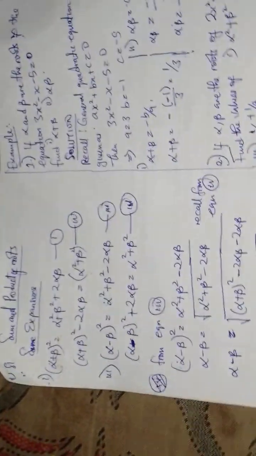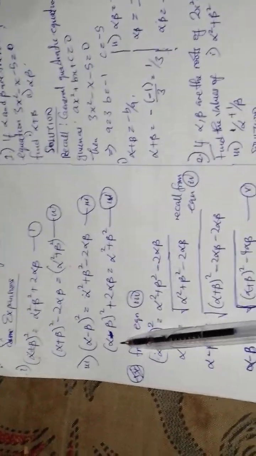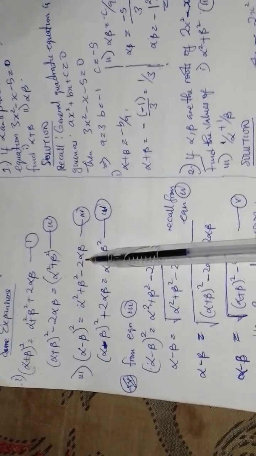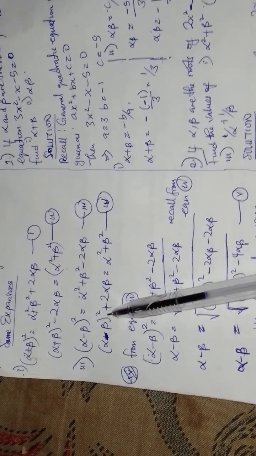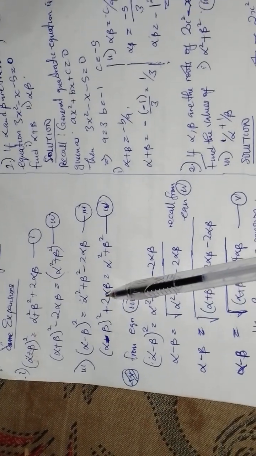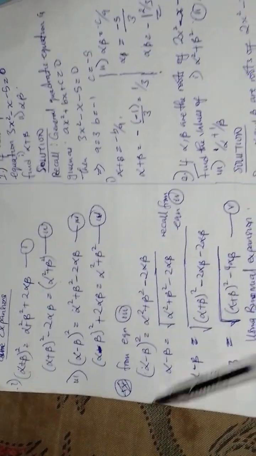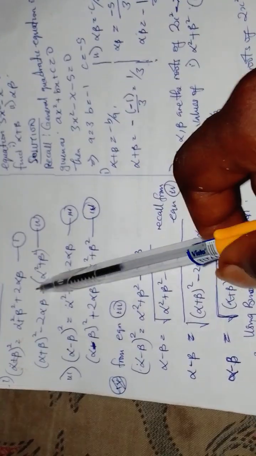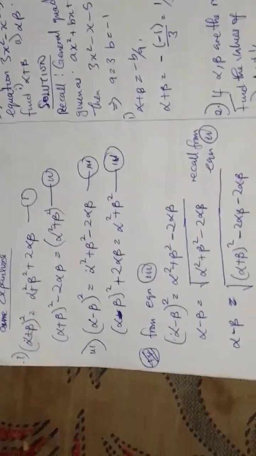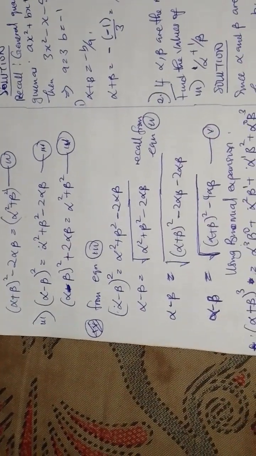So then we can have this, and from here when you bring this to the other side, because you have alpha minus beta square plus 2 alpha beta is also equal to alpha square plus beta square. So whichever one you use out of these two formulas is still accurate.